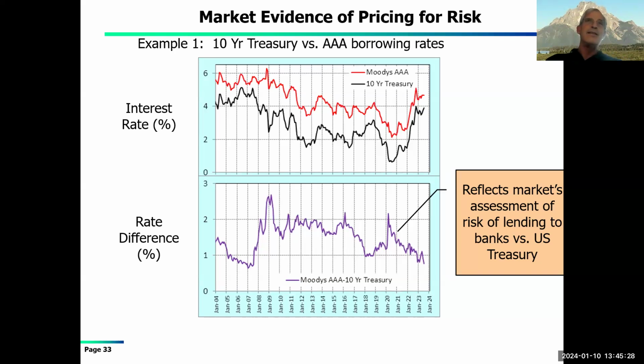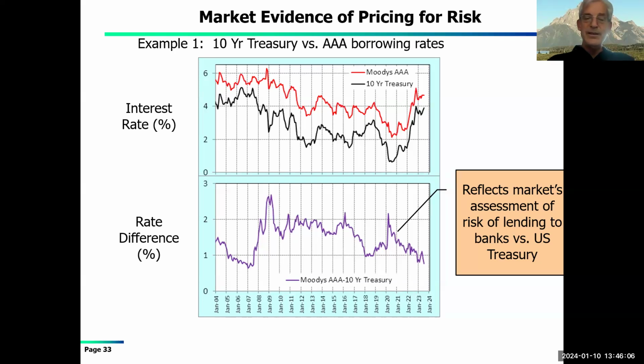Don't get me started on how they blew it in 2007 and 2008, but nevertheless, you can see, well, what do you know? If you're willing to take on some of the credit risk associated with corporate AAA bonds, you will earn, at least based on the market, a higher interest rate than you will just investing in 10-year treasuries.